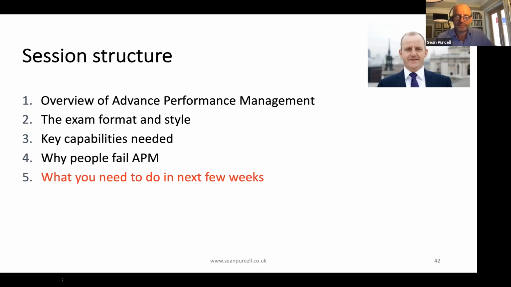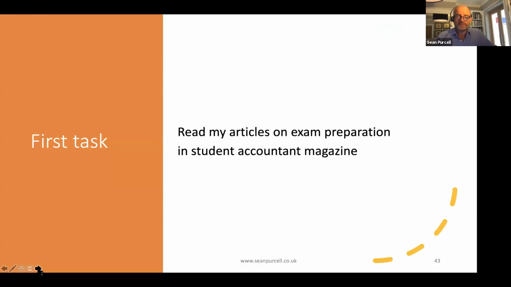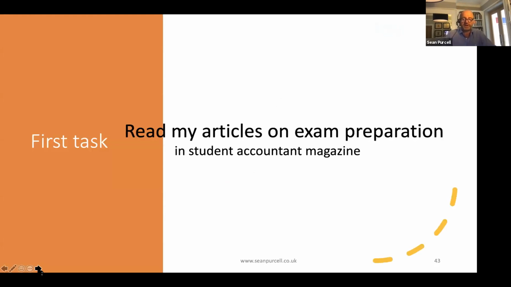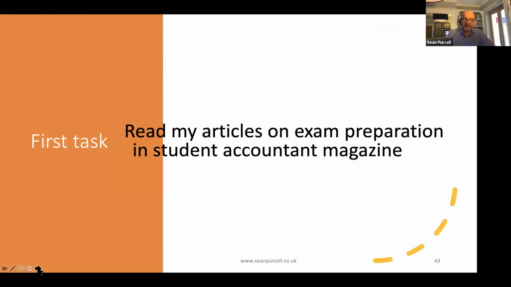So what do we need to do in the next few weeks? Well, the first thing you need to do is read my articles in Student Accountant magazine if you haven't already done so. I've spent a lot of time putting together a series of articles which talk about how to organize yourself in quite a lot of detail. I'll summarize some of it here, but there's lots of detail on the ACCA website. So make sure you do that.